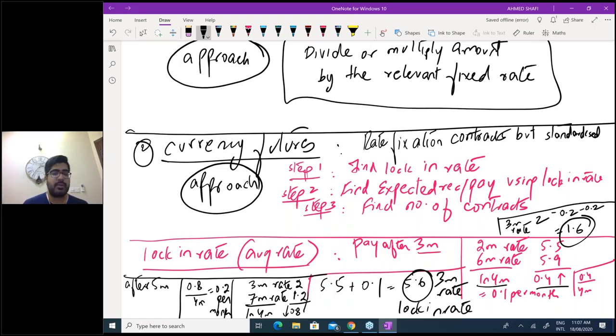Okay, so in the first step, you need to find the lock-in rate, then calculate receipts or payment using the lock-in rate, and then the number of contracts. I hope you got the idea of the lock-in rate. It's just the averaging rate: whatever the trend is, rising or falling, make it per month, and then either increase it or decrease it. Okay, now you can copy this also, and if you have any questions, you can ask.